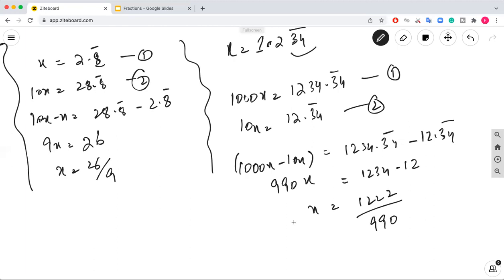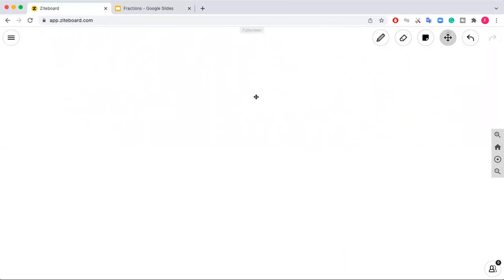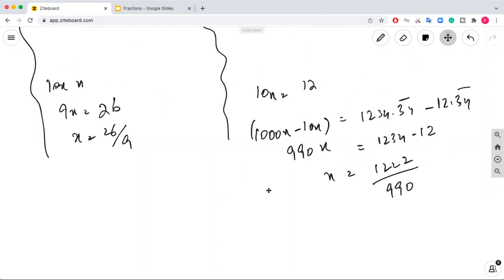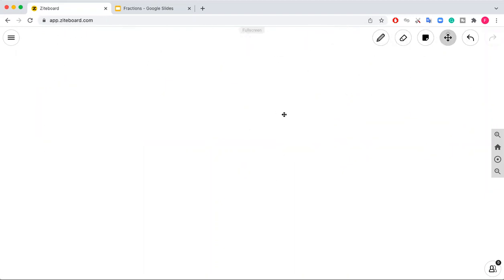So aren't these big, lengthy methods to solve the way we convert decimals into fractions? Isn't this a bit lengthy? Now let's try the quick way. Those are exactly the same, but okay, let me show you an example.